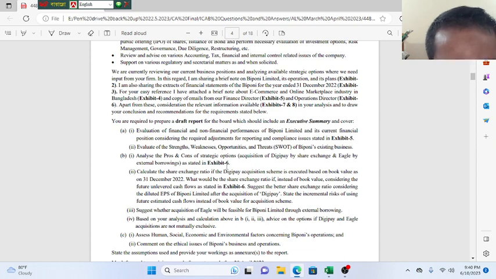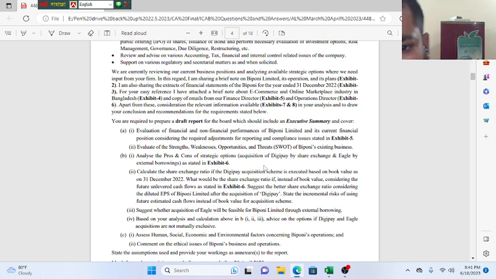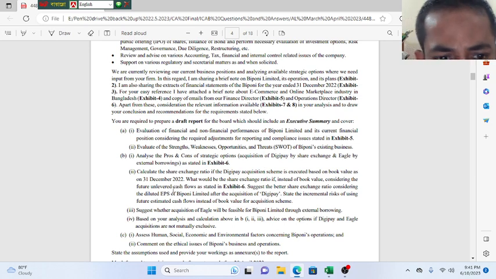In exhibit 6, as stated in the exam, we will calculate the share exchange ratio if the DigiPay acquisition scheme is executed based on the book value or NAV as on 31st December 2022. What would be the share exchange ratio instead of book value, considering the future unlevered cash flow stated in exhibit 6? Suggest the better share exchange ratio considering the diluted EPS of Biponi Limited after the acquisition of DigiPay. State the incremental risk of using future estimated cash flow instead of book value for the acquisition scheme.